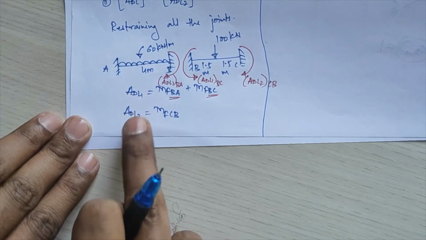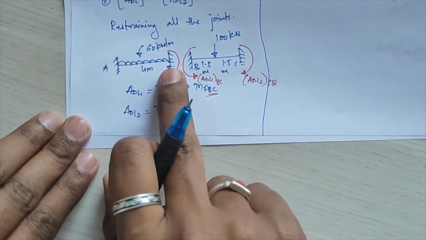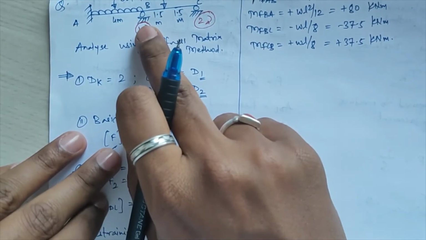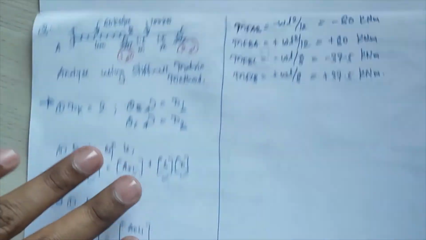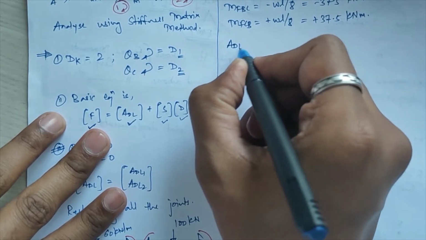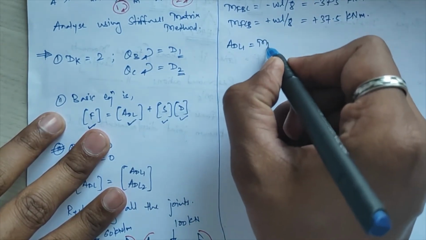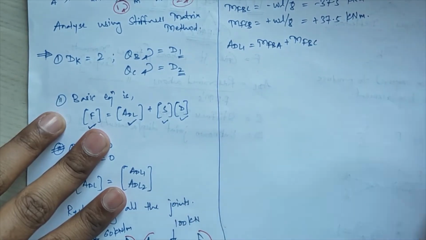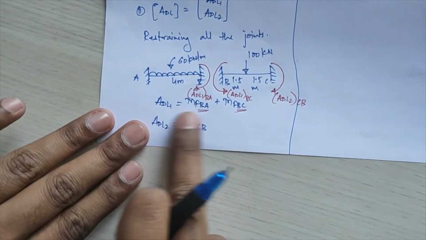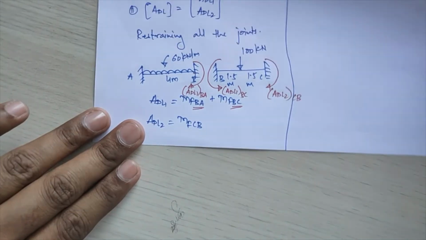Right, now here I have to calculate the value of ADL1 and ADL2. ADL1 is what? We have selected the first coordinate, that will be for BA and for BC. So here I'll calculate ADL1, that will be MF BA plus MF BC. Same way we have written here, ADL1 is equal to MF BA plus MF BC.